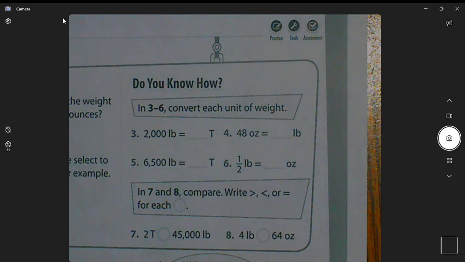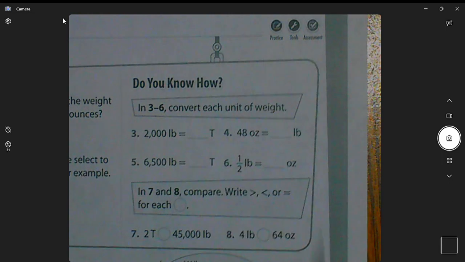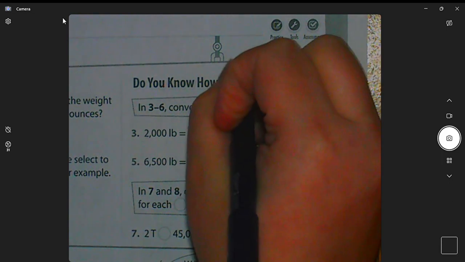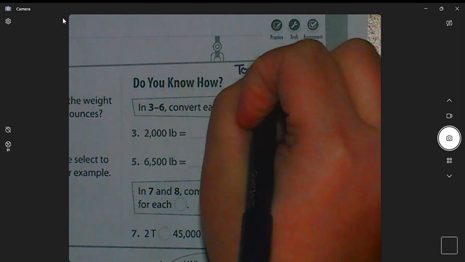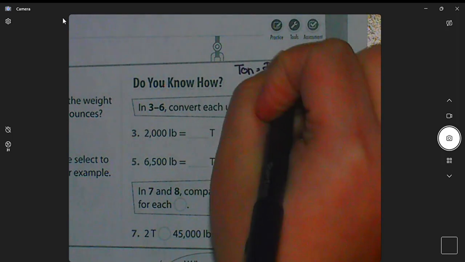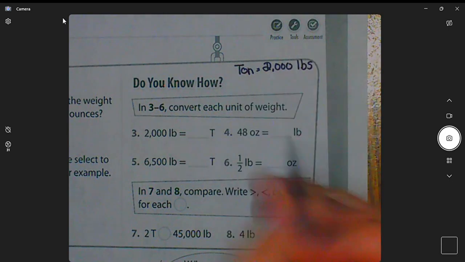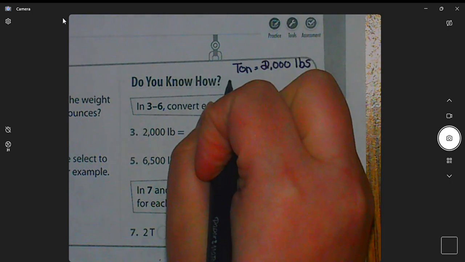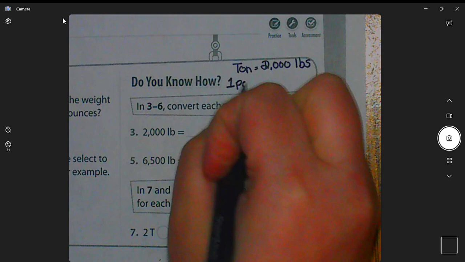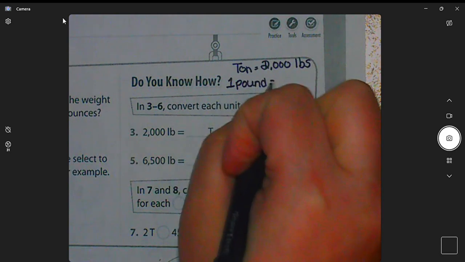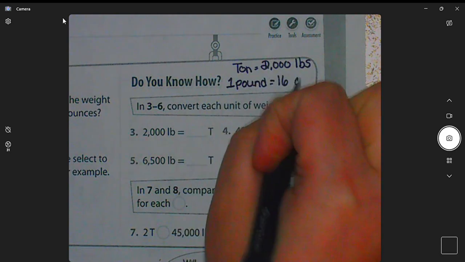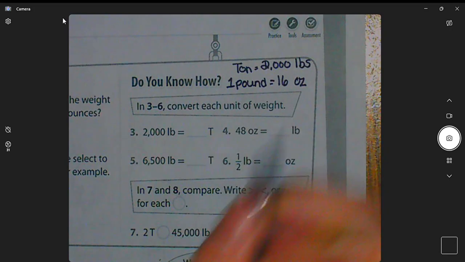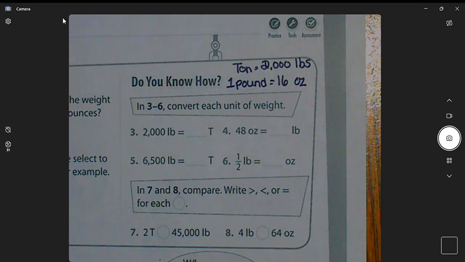Today we're going to be talking about converting units of weight. So when I'm talking about weight, I'm talking about a ton, and that equals 2,000 pounds. And I'm talking about 1 pound equals 16 ounces. Now, from the last video that we talked about fluid ounces.